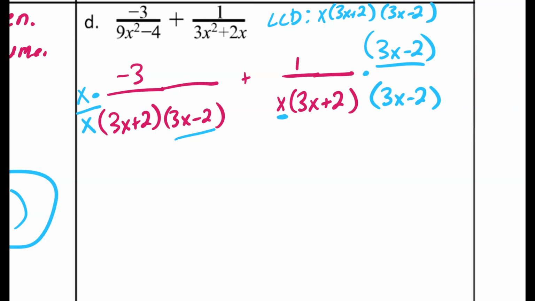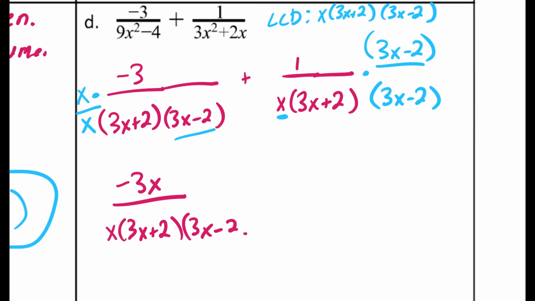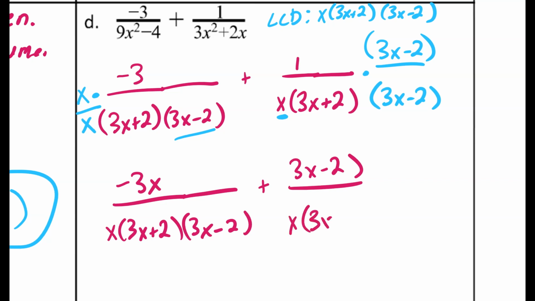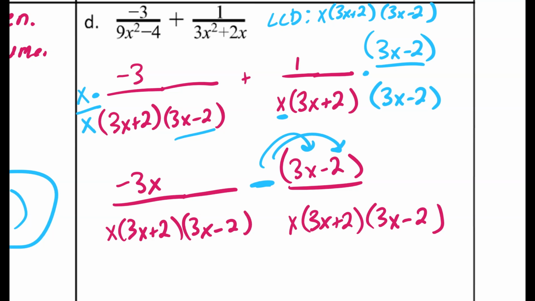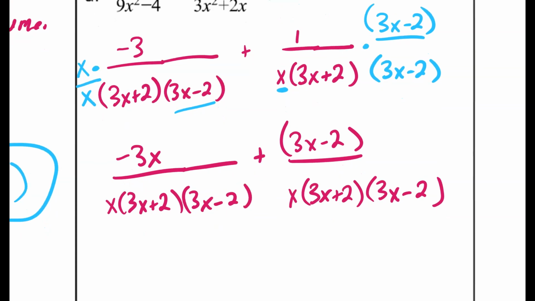So my new fractions look like negative 3x over x times 3x plus 2 times 3x minus 2 plus 3x minus 2 over x times 3x plus 2 times 3x minus 2. Now, for addition, you don't have to worry about it, but something I will note, if this was subtraction, remember that you would have to distribute it to both of your terms there when you are combining. In this case, we don't have to worry about it, though, because it's good old addition.